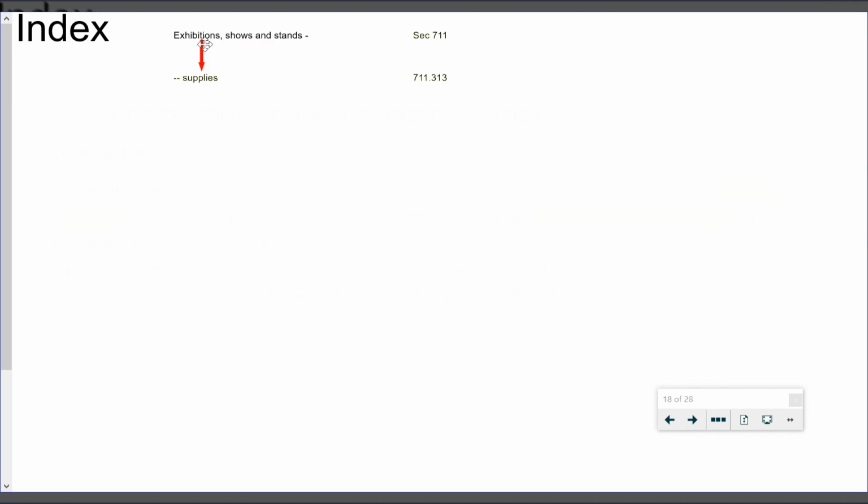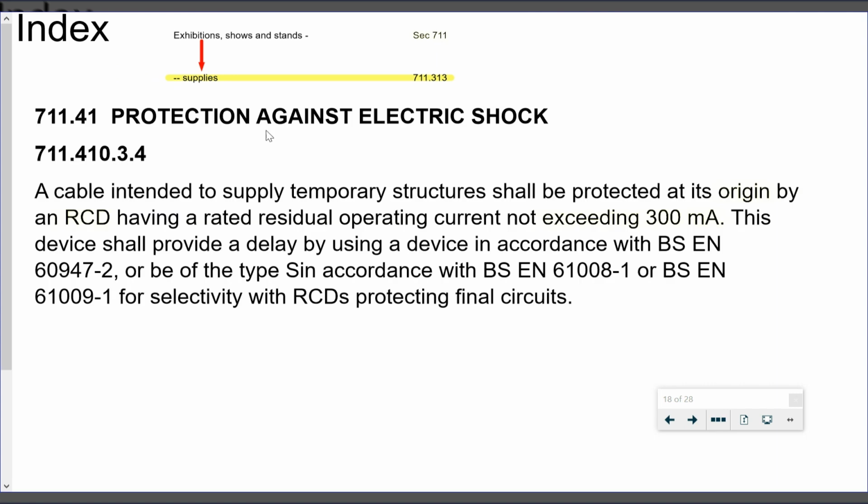So if we go to exhibitions, shows and stands, you'll see there we have supplies. That takes us to 711.313, and that just gives us a breakdown on the supplies. But if you look down below that, you'll see protection against electric shock, chapter 41. And if you have a wee skim down the page, you will see there that we have that RCD at the origin not exceeding 300 milliamps. Okay.